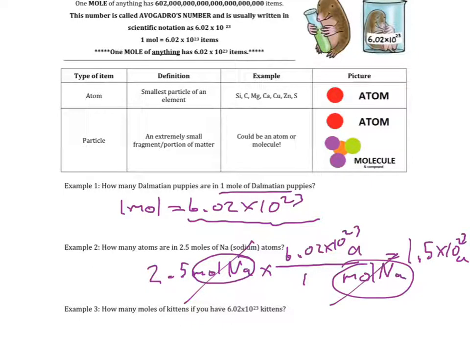And what I'm going to say is, what we're going to learn today, again, we haven't learned this yet, so just try to follow along, and then when we learn it, I think it'll make a little more sense. What we're trying to do is cancel the units out so that we get the right number. So how many moles of kittens do you have if you have this many kittens? Well, again, 1 mole is equal to that number, so we would have 1 mole of kittens.